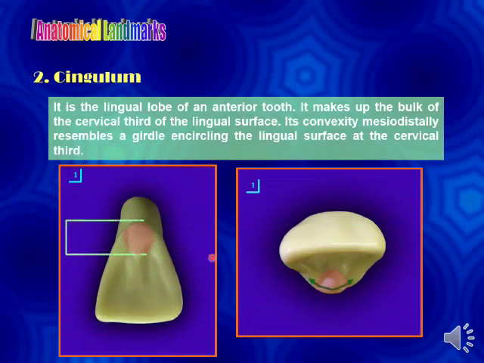Number 2, the cingulum. Cingulum, it is the lingual lobe of an anterior tooth. It makes up the bulk of the cervical third of the lingual surface. Its convexity mesiodistally resembles a girdle encircling the lingual surface at the cervical third. The cingulum is located on the lingual surface of the anterior teeth, at the cervical third. It is convex, extends mesiodistally, and resembles a belt.